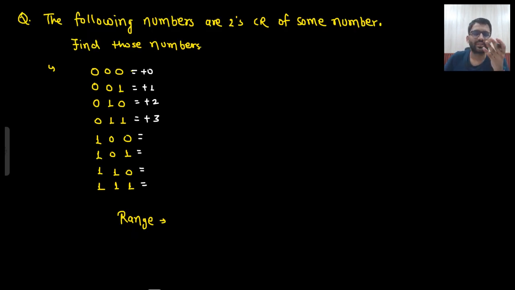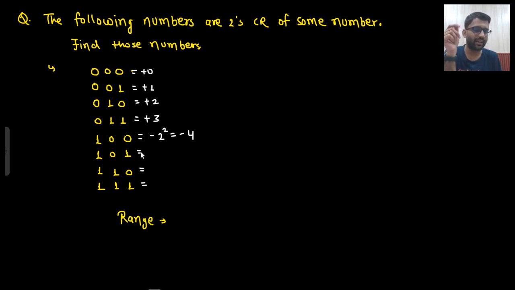Now the following numbers are 2's complement representations of some numbers. You need to find those numbers. For positive numbers it would be all the same. 1, 0, 0 would be minus 2 to the power 2. That would be minus 4. Right? Are you getting this point? 1, 0, 0 will be minus 2 to the power 2, minus 4.